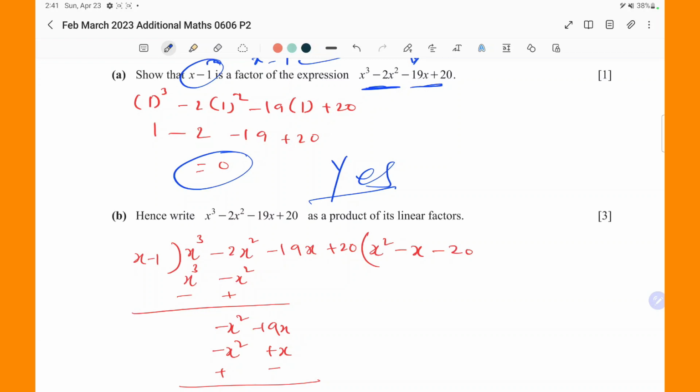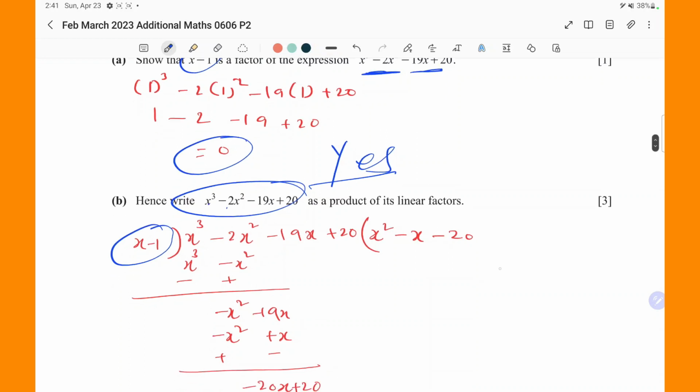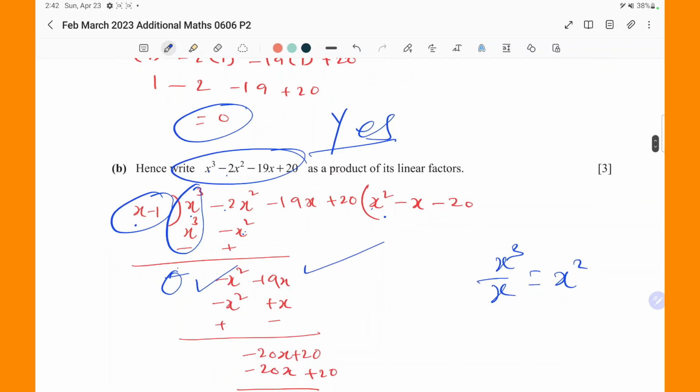So just factorize this. I will divide this by x minus 1 because it is a factor. So x cube over x is x square. I will write x square here: x squared times x is x cube, x squared times minus 1 is minus x squared. Then I will subtract. It is 0, and minus 2x squared plus x squared is minus x squared, then minus 19x. Minus x squared over x is minus x, minus x times x is minus x squared, minus x times minus 1 is plus x.